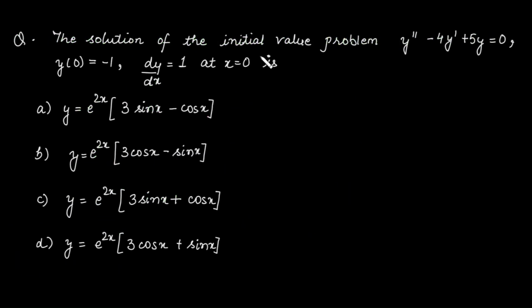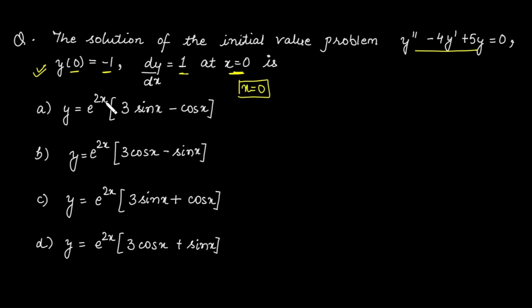Next question is, what is the solution of the initial value problem when y(0) is equal to minus 1 and the derivative value at x equal to 0 is 1. Whenever we have an initial value problem, rather than finding the direct solution, we will first use the condition. According to the condition, when x is equal to 0, the value of y is equal to minus 1. So substitute x equal to 0 in each option. Let's check what is the value of y in that case.